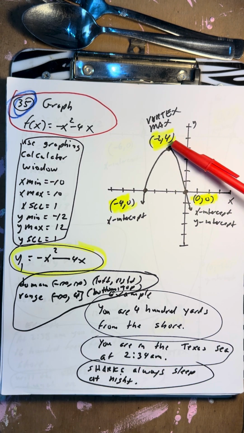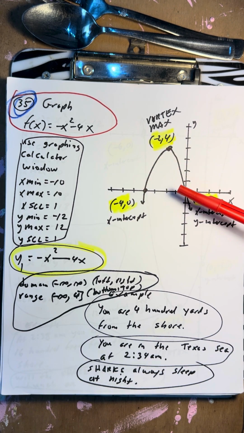Also, this is the max. This is the highest point, okay? And negative 2, 4, that's the max, that's your vertex.